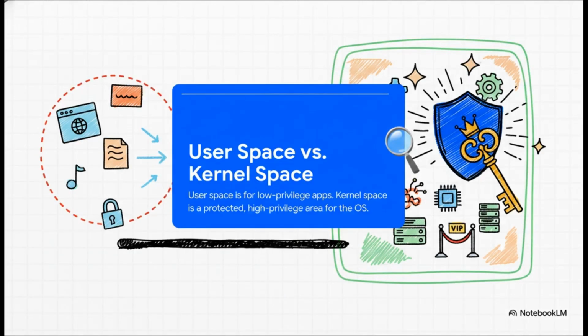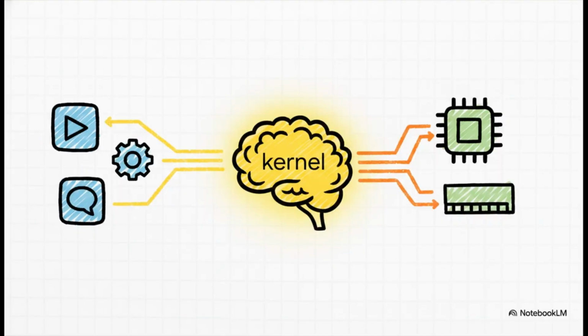Now, to really get what the kernel does, you first have to understand that your computer's memory is split into two distinct zones. First, you've got user space. That's where all your normal applications live. Your browser, your games, your music player. They have limited permissions. But then, there's kernel space. Think of this as the VIP section. It's a protected, super privileged area with full control over everything, and nothing from user space gets in without an explicit invitation. And that's where the kernel lives.